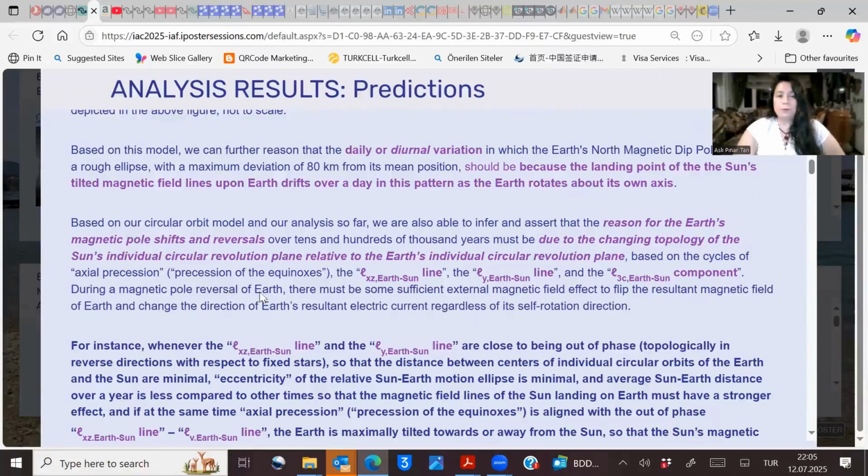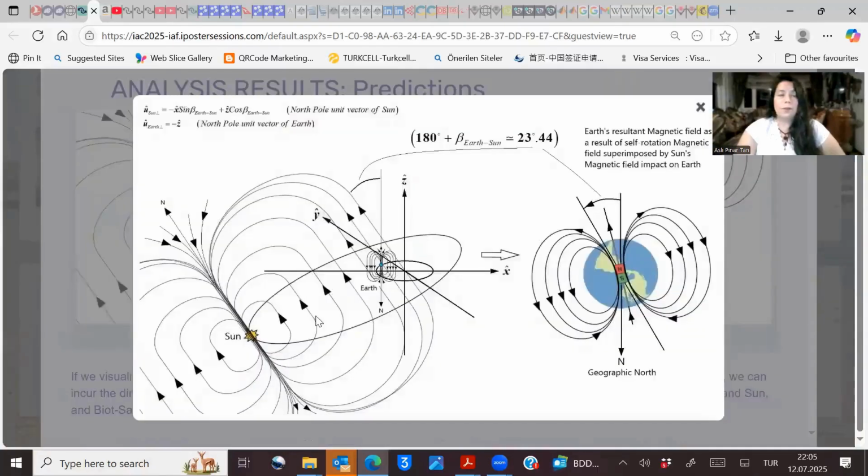During a magnetic pole reversal, there must be some sufficient external magnetic field effect to flip the resultant magnetic field of Earth and change the direction of Earth's resultant electric current regardless of its self-rotation direction. So the Sun's tilt and distance relative to the Earth must be such that these magnetic field lines have to be separated from their normal position maximally, causing a flip at some point.